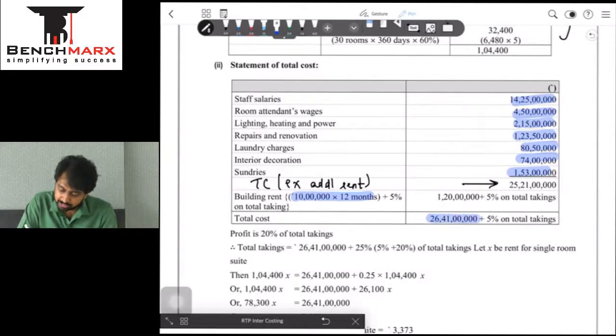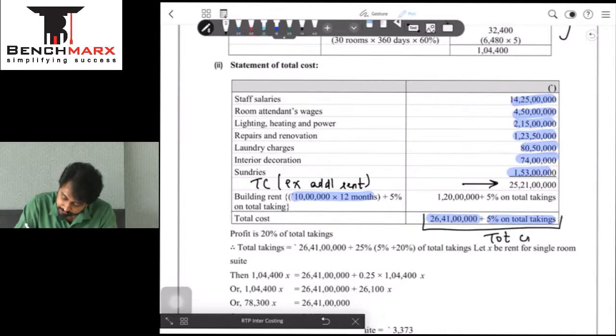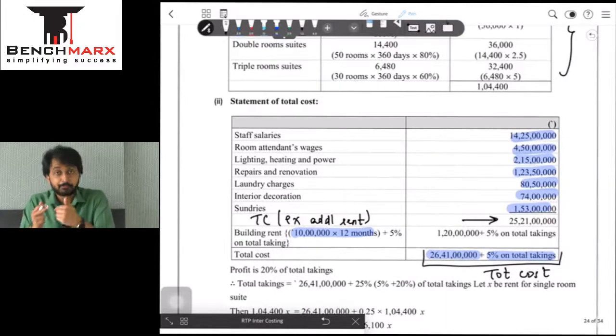We added 25, 20 and get 1 crore 20, that makes it 26 crore 41 lakhs. This 26 crore 41 lakhs is my cost excluding the additional cost, which means this plus 5% of takings. When I add these both together, I am going to get total cost. Now can I say 26 crore 41 lakhs plus 5% of total taking plus profit markup is going to be sales, and with this equation we will find the value of x.